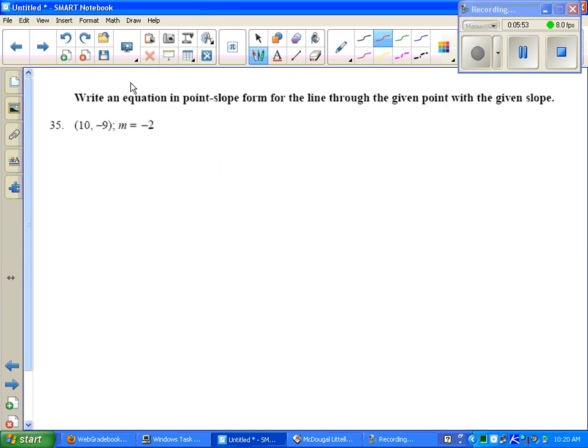Number 35 says write an equation in point slope form given the point and the slope. So everything's given to you. For point slope form, you just need to know that y minus y sub 1 equals m times x minus x sub 1. Easiest way to do this, write in y minus, leave a space, equals, leave another space, x minus, leave your last space. We're going to plug those values in. This is x sub 1, this is y sub 1, and we know that this is m.